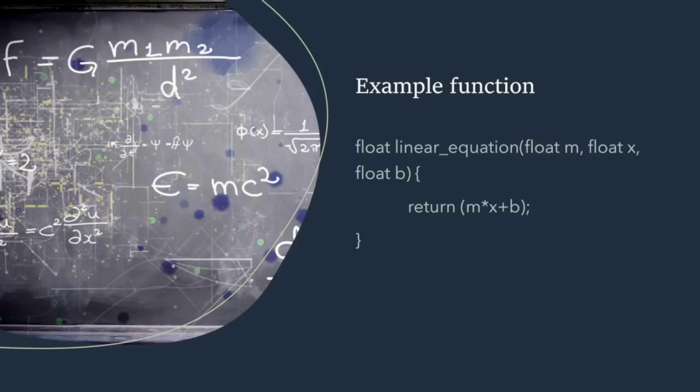If you can think back to algebra or geometry, we've got the linear equation, y equals mx plus b. So here we've got a function named linear equation, and we pass it three values, m, x, and b. If you remember the linear equation from geometry or algebra, it's m times x plus b. So m is the slope, x is what we call the independent variable, and b is called the y-intercept.